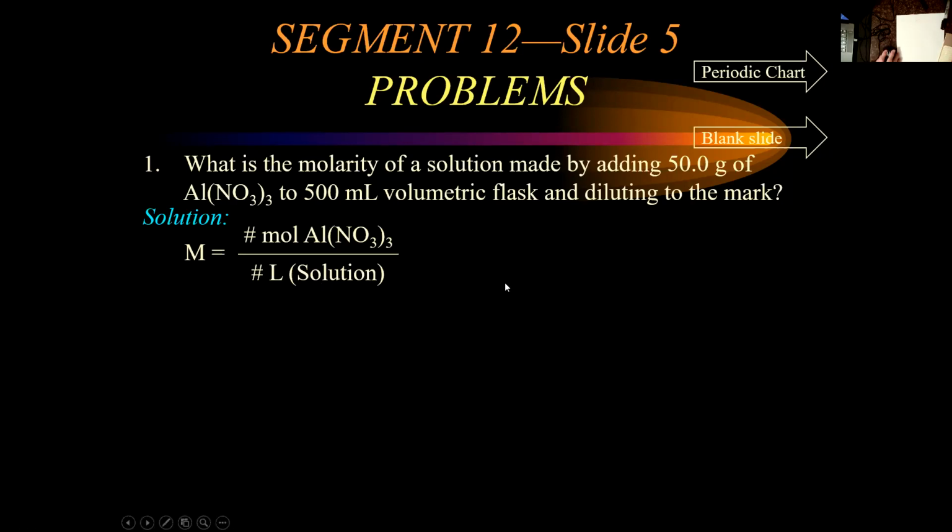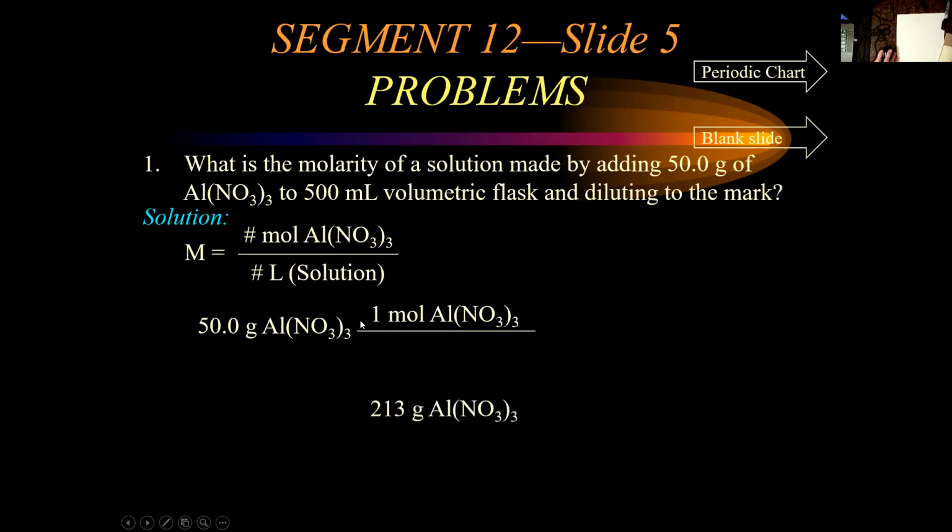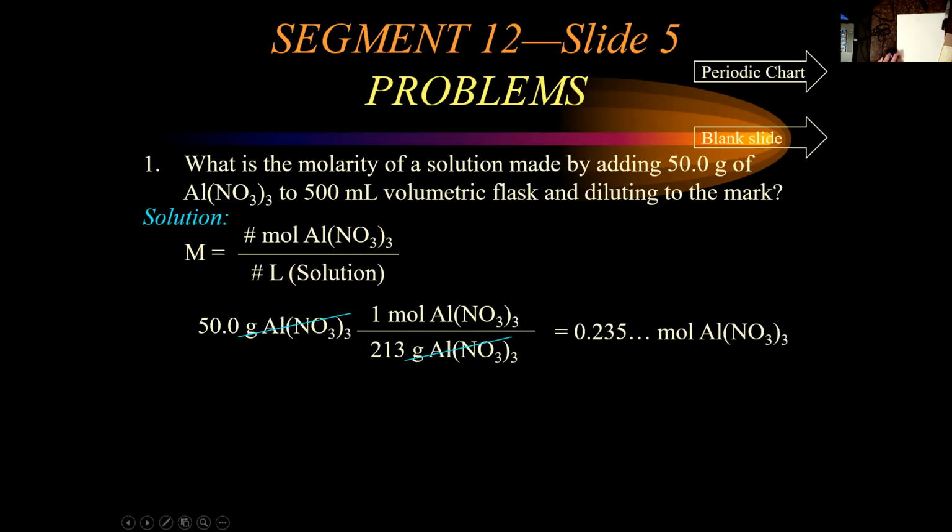So I've got to get the number of moles of this, and we remember how to do that, right? If you take the given number with the given unit, put this unit down here, put the unit I want up here, moles, and 1 mole of this compound weighs 213 grams. So if I do this math, that gives me my answer for the number of moles. The number of liters of solution is 500 milliliters, so that would be 0.5 liters.